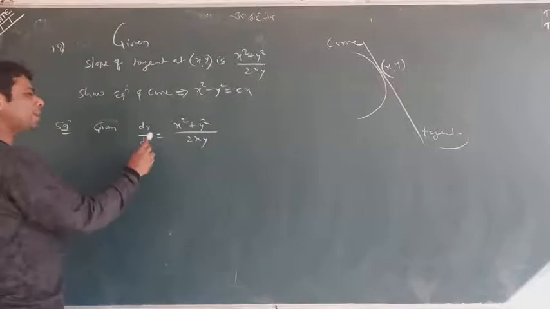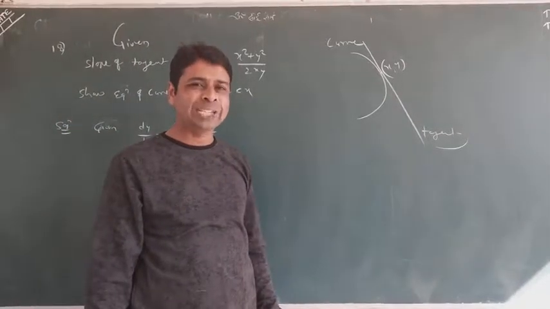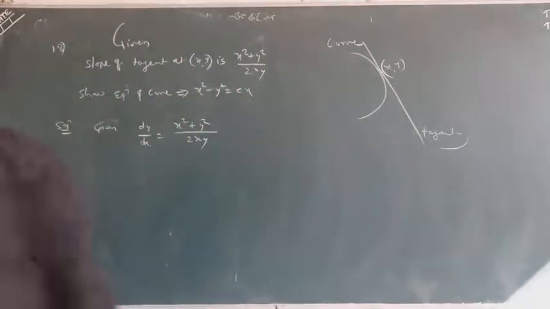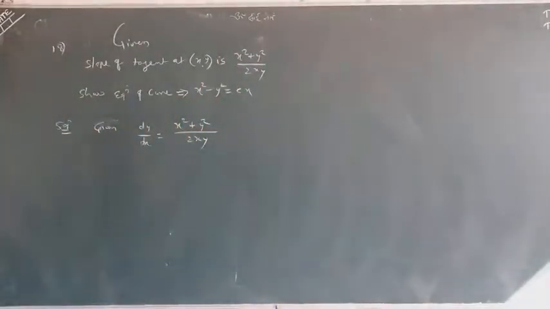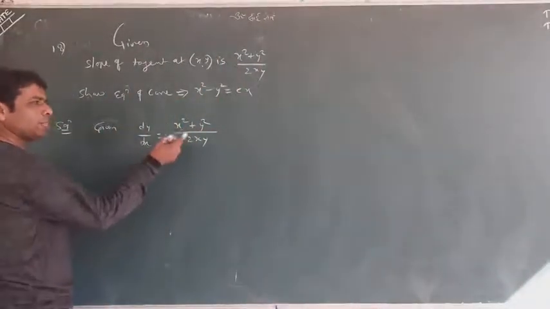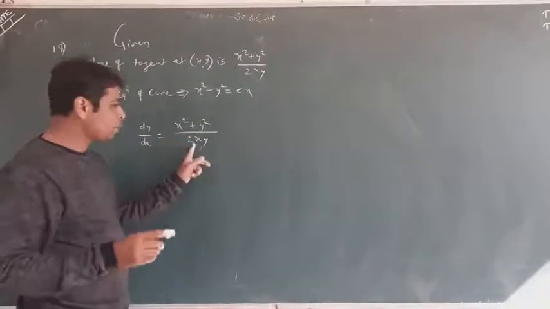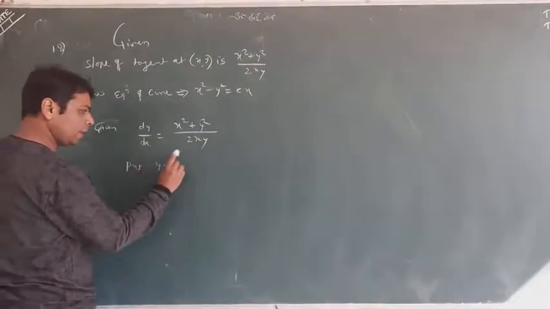You don't worry about that dy by dx, because dy by dx is the slope of the tangent at any point xy. So this is directly given. Now, students, we can go with this. This is a so-called homogeneous equation, because of x square, y square, power 2, xy power 2. So we put y is equal to vx.